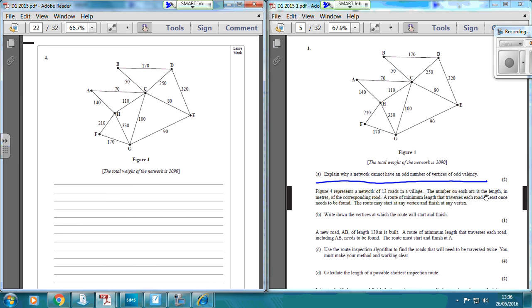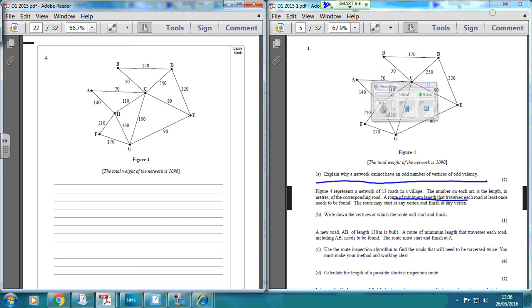But then if you have a look through the question, it tells you about a minimum length where you traverse each road. So as soon as it starts talking to you about that, you are looking at route inspection. But we'll get to that in a second. The first one: explain why a network cannot have an odd number of vertices of odd valency.